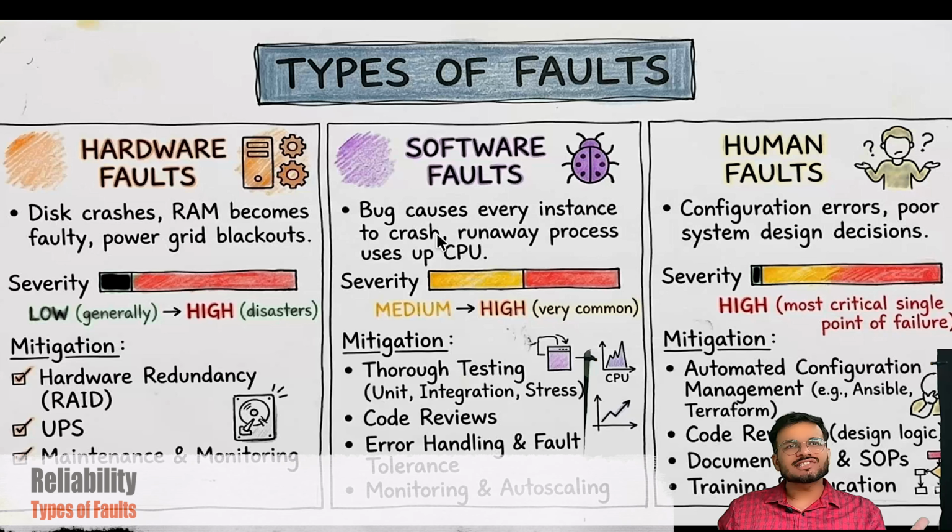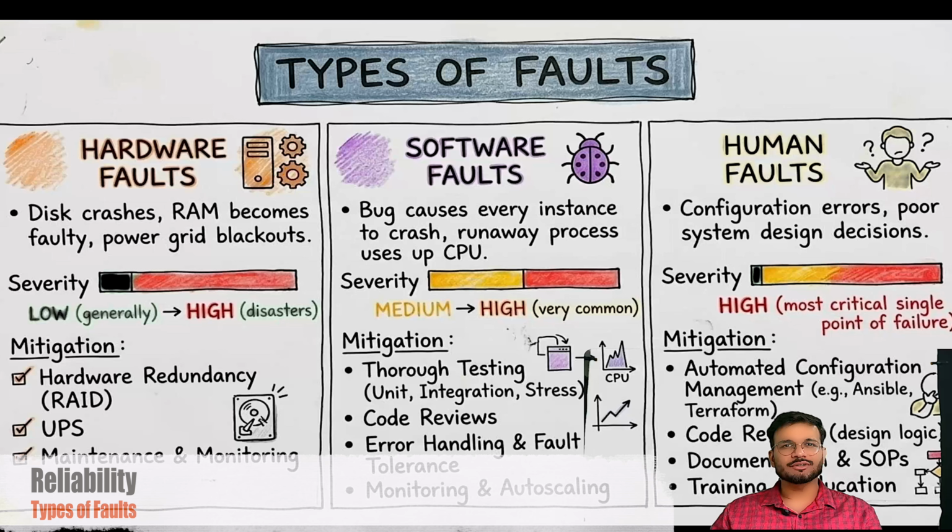In distributed systems, reliability means the system continues to work correctly even when things go wrong. And trust me, things will go wrong. There are three main categories of faults in this area. First is hardware faults, then we have software faults and human faults. Hardware faults are things like hardware crashes, RAM becoming faulty, power going out.